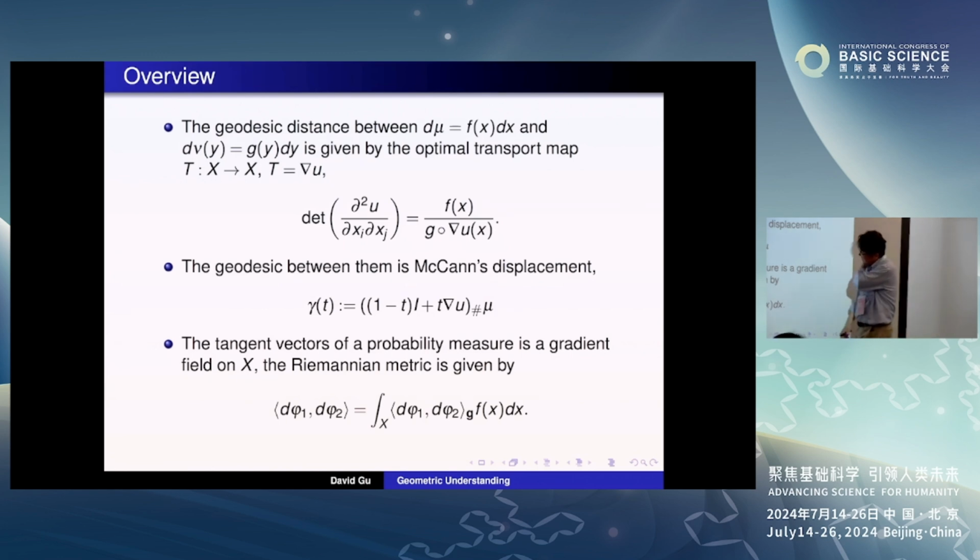So given two functions, we can define their gradient vector field. And using density here, we can define their metric here.